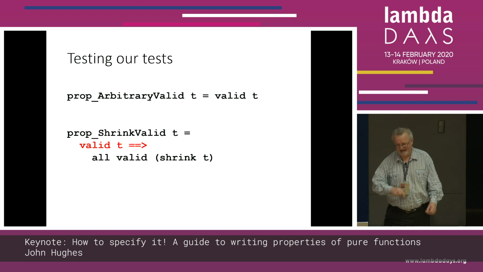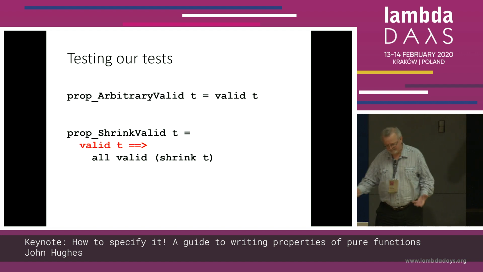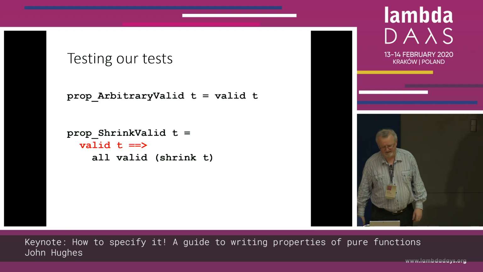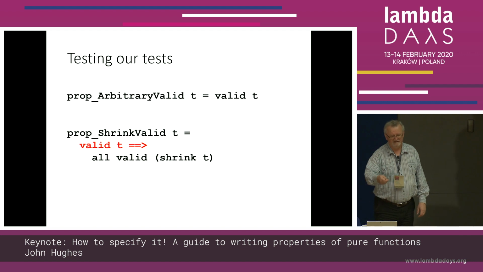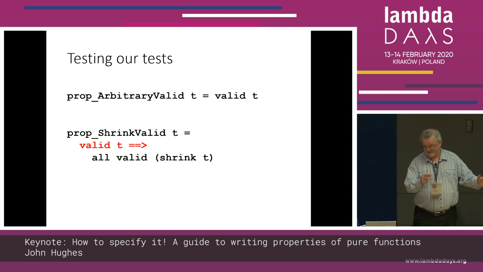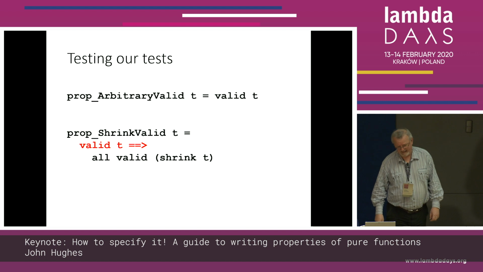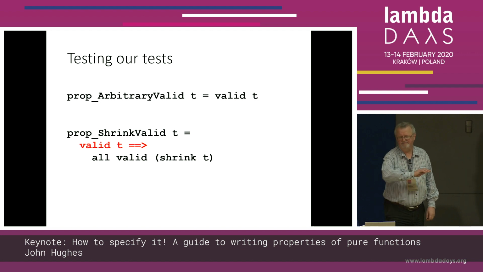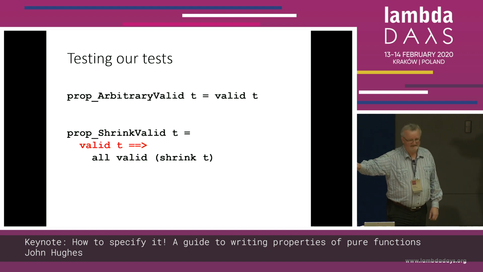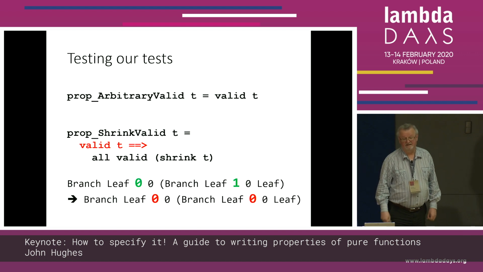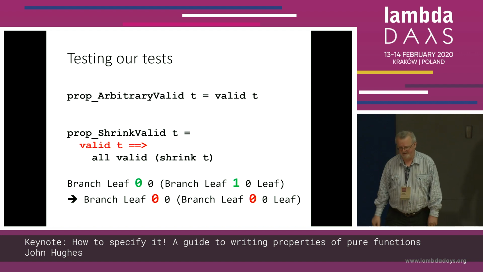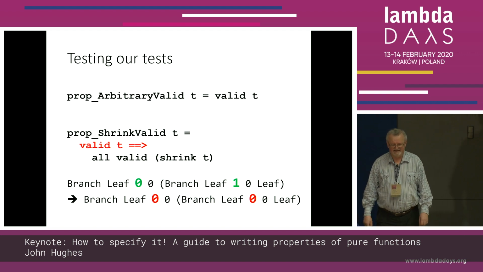That's why I get a useless result. So you can stop this from happening, and the way to do it is to add what we call a precondition to this property, which says, if the tree is valid, then everything it shrinks to must be valid. And the effect of that is to tell QuickCheck, don't even run tests where t is not valid. And in particular, don't shrink to tests where t is not valid, even if the shrinking function suggests you might. And if we do that, then QuickCheck reports something sensible.